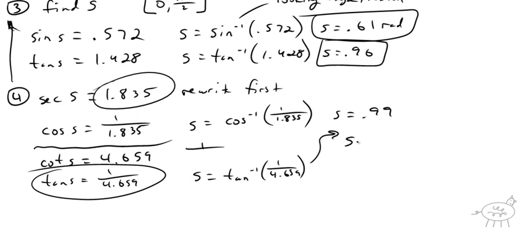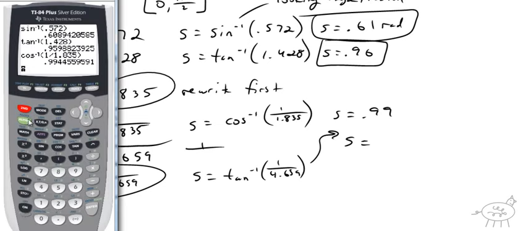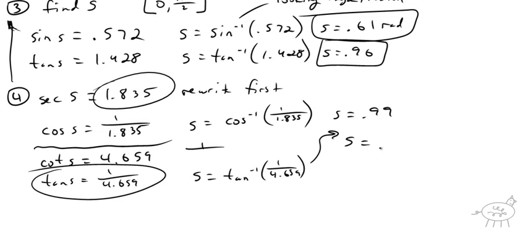Okay, so then we get S equals, well, let's do it. We have inverse tangent, so second tangent of 1 divided by 4.659. And we get our favorite district, District 211. We'll round it to 2 decimal places, so it's 0.21. Okay? So those are the 4 kinds of problems that you guys can have. Just be really careful as you do those problems.